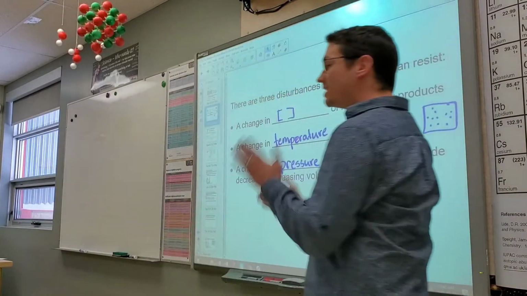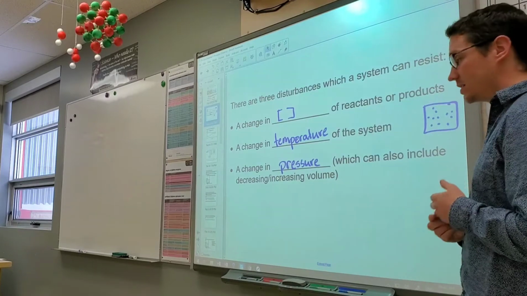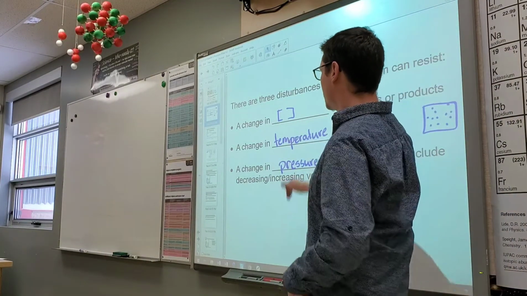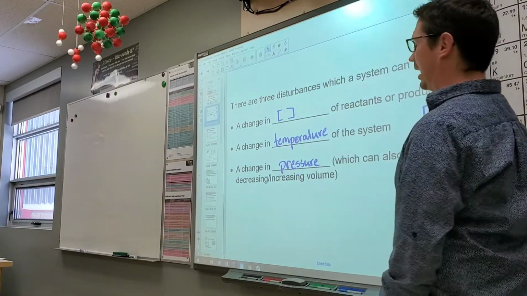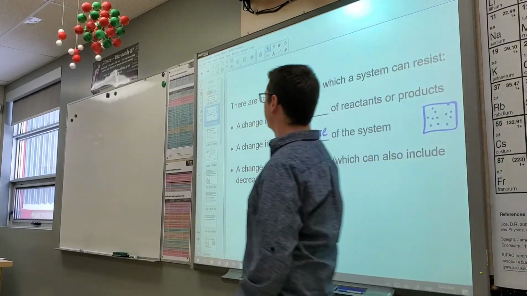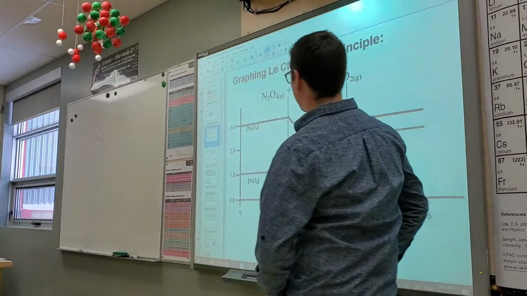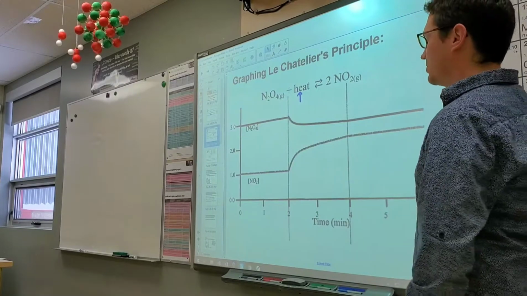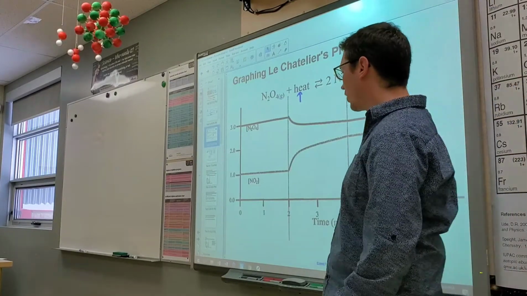There are 3 disturbances a system can resist: change in concentration, change in temperature, change in pressure. And we'll talk about those. Here, we don't really want to dive into the specifics, we're just getting used to the way a graph looks.